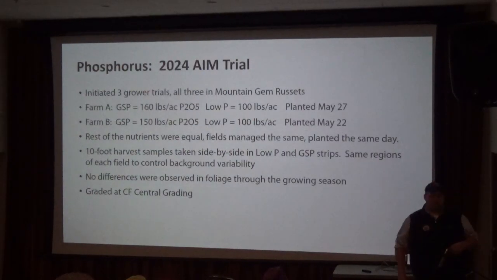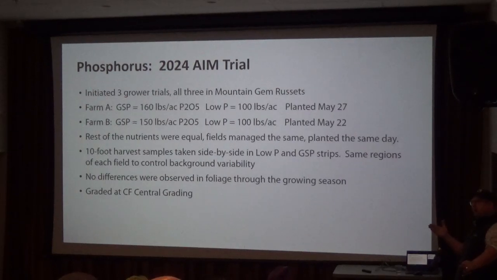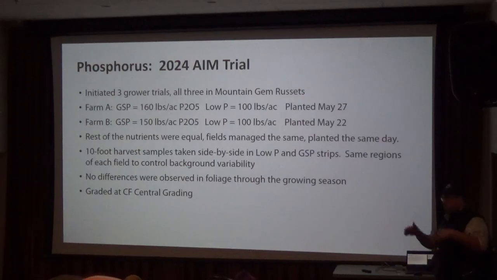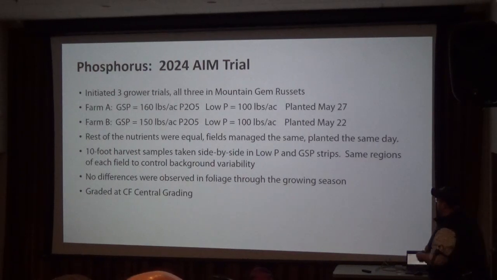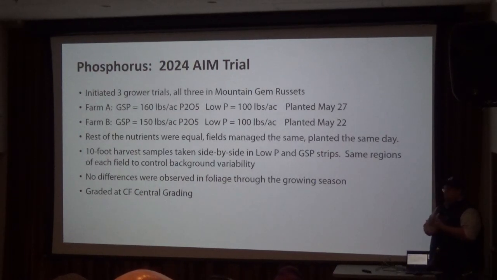So this year, I worked with 2 growers. One grower gave me 2 fields, another grower gave me 1. They were all fields that were high, like 5.9 to 6.1 pH, all fields with over 400 ppm P, all fields with an index over 10. What we did is we took the grower standard practice, which was 160 or 150 pounds in the blend, and we backed it off to 100. The rest of the nutrients are the same. They're side-by-side trials. I took the samples side by side in the rows, tried to keep the background variability as minimal as possible. No differences in the foliage during the season, either by visual or by NDVI.